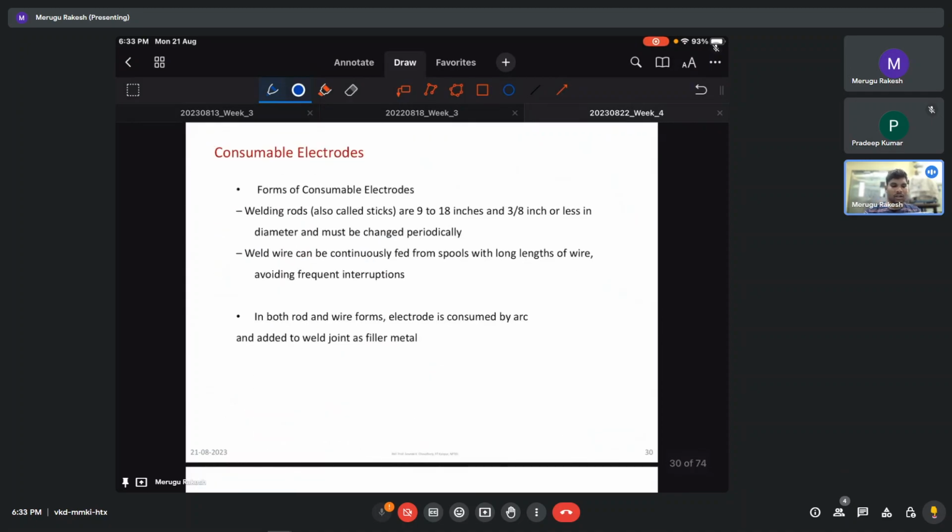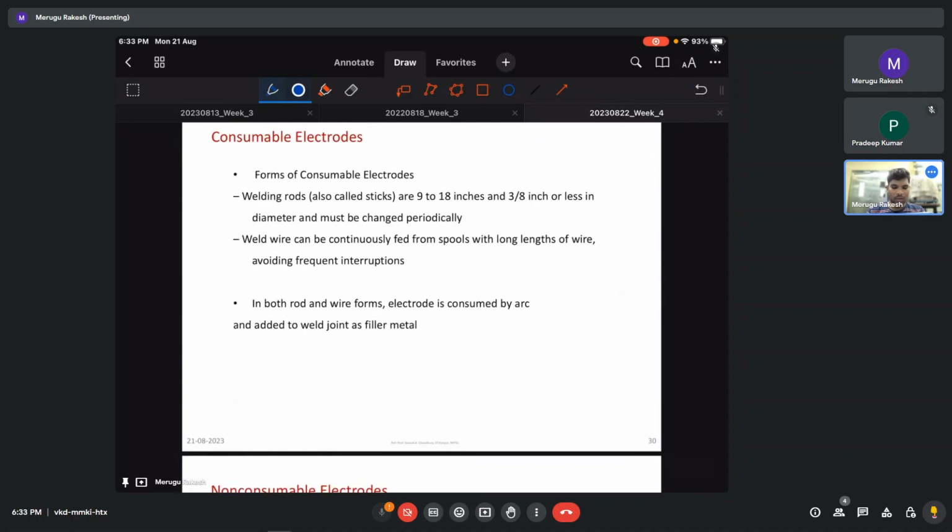These forms of consumable electrodes, weld rods, also called sticks, are 9 to 18 inches long and 3/8 inch or less in diameter, and must be changed periodically. So that is the main disadvantage of using these consumable electrodes. We have to continuously change them if we use these sticks. Weld wire can be continuously fed from spools with long lengths of wire, avoiding frequent interruptions, but it is going to be expensive. In both rod and wire forms, the electrode is consumed by the arc and added to the weld joint as a filler material.